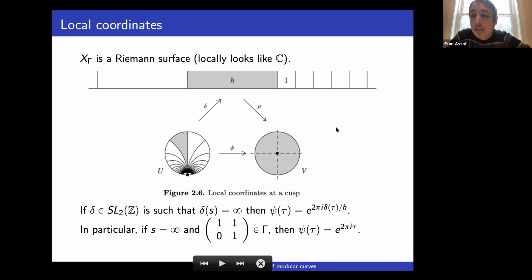Specifically, if our point is the point at infinity, and we have the matrix 1, 1, 0, 1 in our group, then the local coordinate is simply e to the 2 pi i tau. So for the case of the entire SL2Z, the local coordinate at infinity is given by e to the 2 pi i tau.